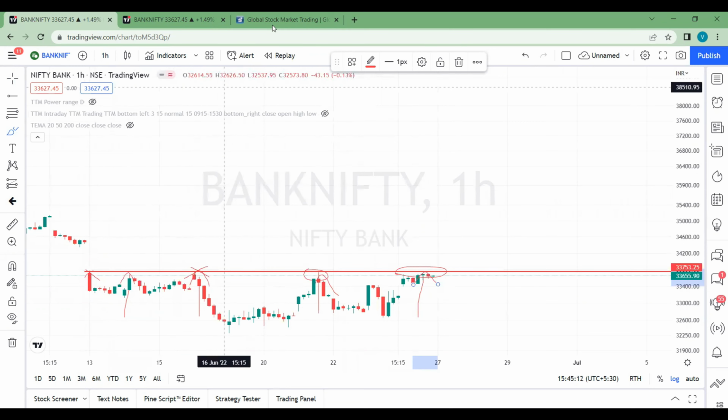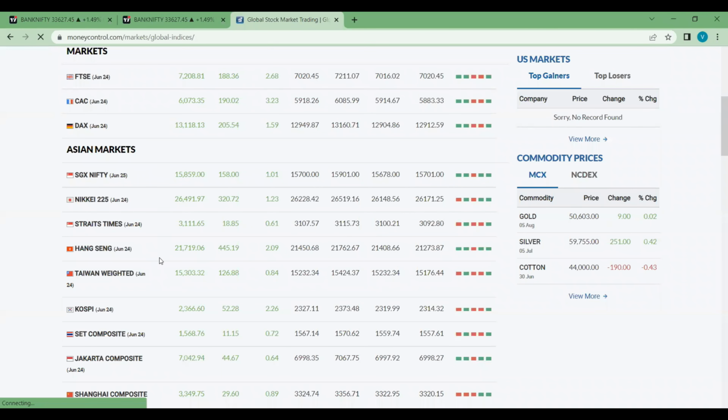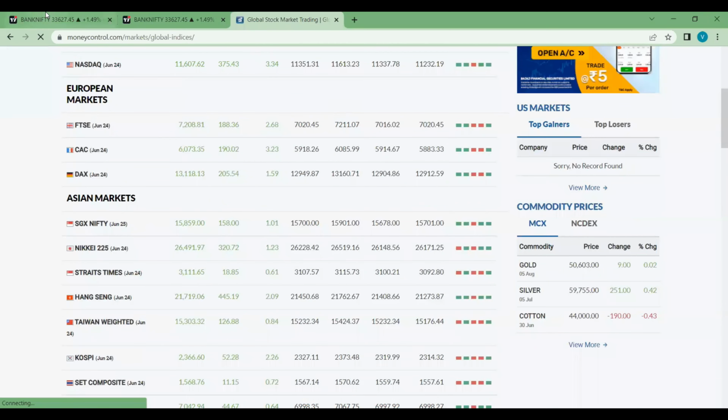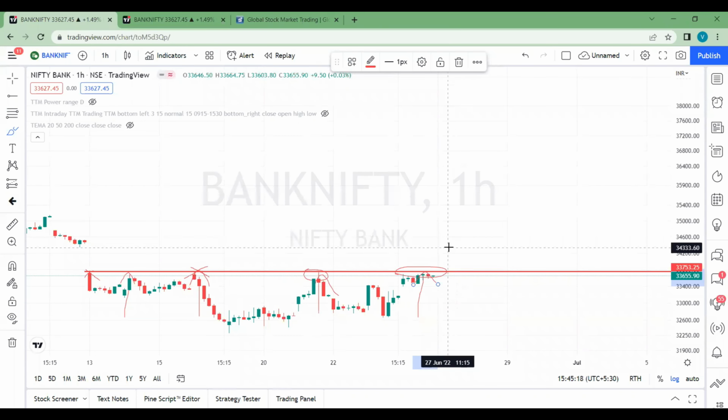So tomorrow, as we are seeing the global market in complete green, chances of a gap up are very high. If let's say the market opened here, and instead of moving in one direction, it starts coming down, the Bank Nifty may take support at this zone, and it may start going up again.